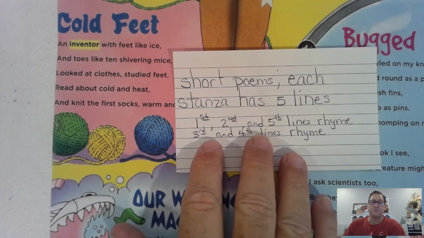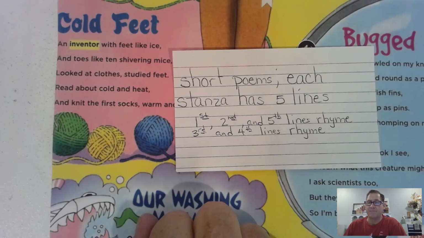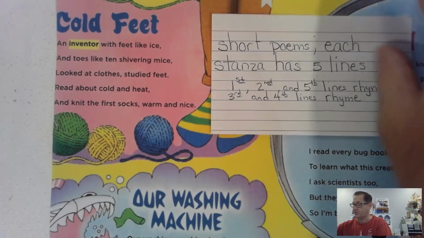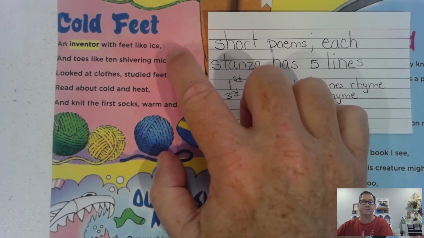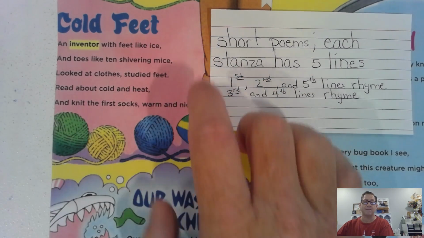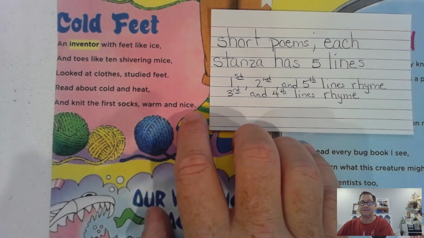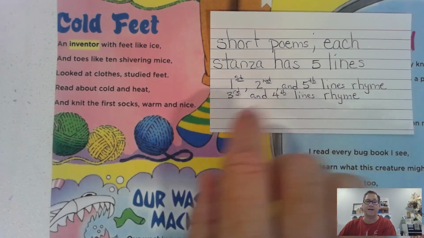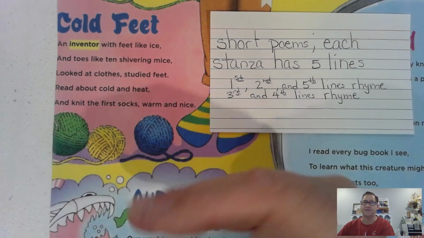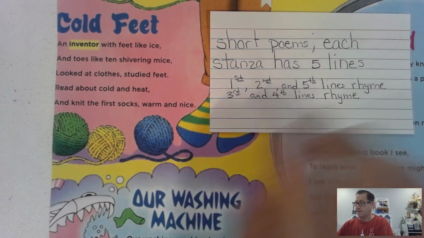Now, what's special about a limerick? The first, second, and 5th lines have to rhyme. The 3rd and 4th lines have to rhyme. So let's see if that's true. Ice, mice, nice. Yeah, they all have the same sound, right? 3rd and 4th lines have to rhyme. Feet, heat. Yep, they sound the same. Okay, so that's what's special about that.